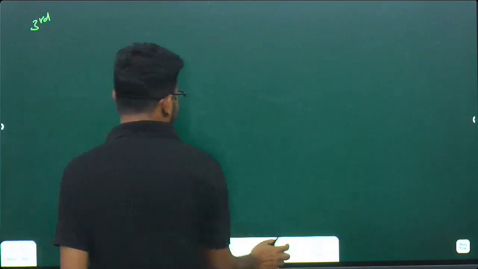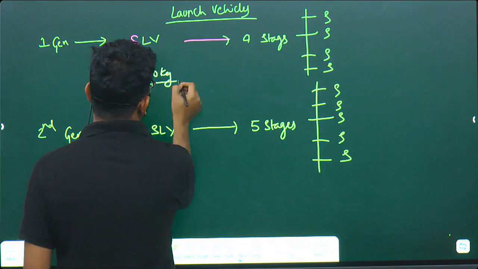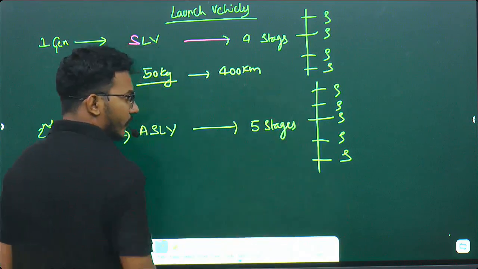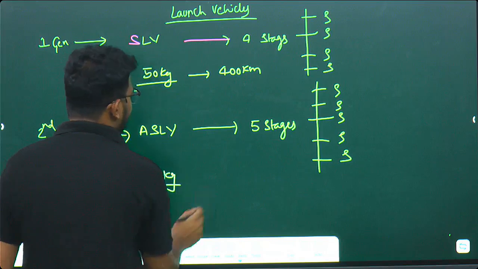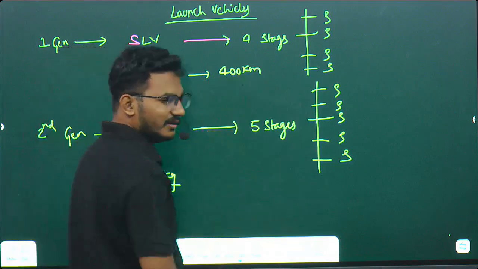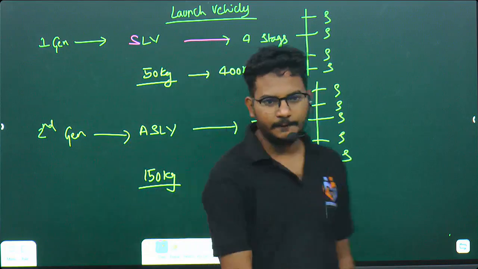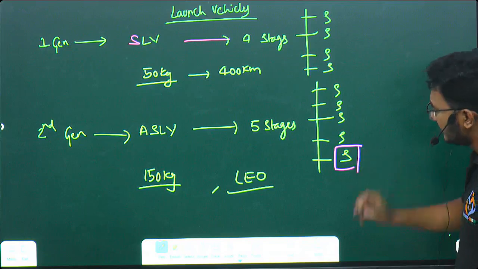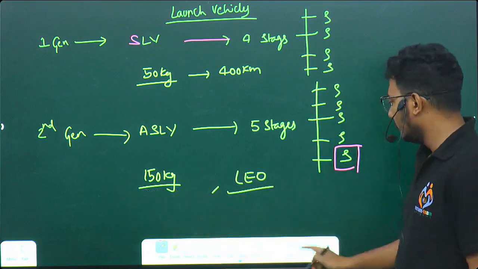Then we have moved to the third generation. See here, the range is 50 kgs, 400 kilometers. Here we have increased the weight to 150 kgs, similar range. We have written lower earth orbit. See here, just by increasing one extra stage, we have increased the weight carrying capacity. That's all.